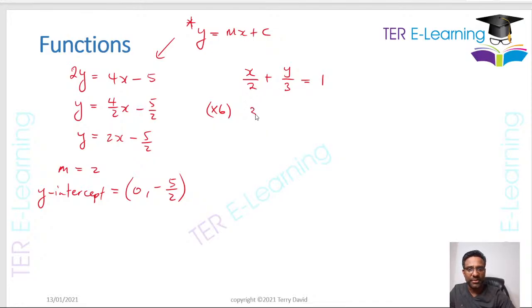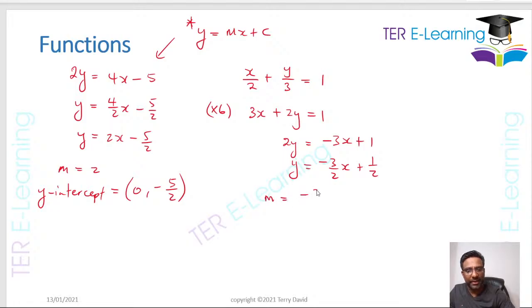So therefore, this is going to become 3x plus 2y is equal to 6. So therefore, 2y is equal to minus 3x plus 6. So therefore, y is equal to minus 3 over 2 x plus 3. So therefore, my gradient m is given by minus 3 over 2, and my y-intercept is actually 0, 3.